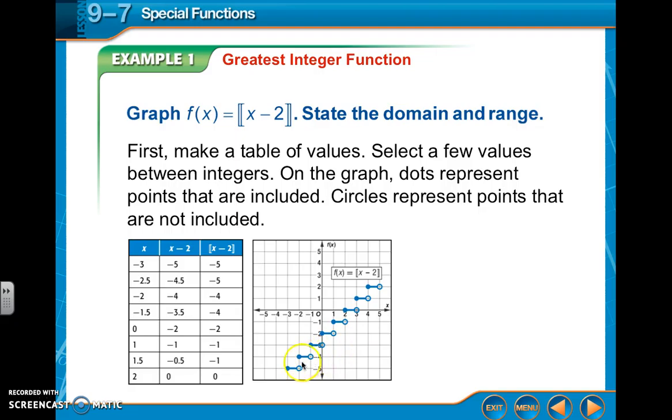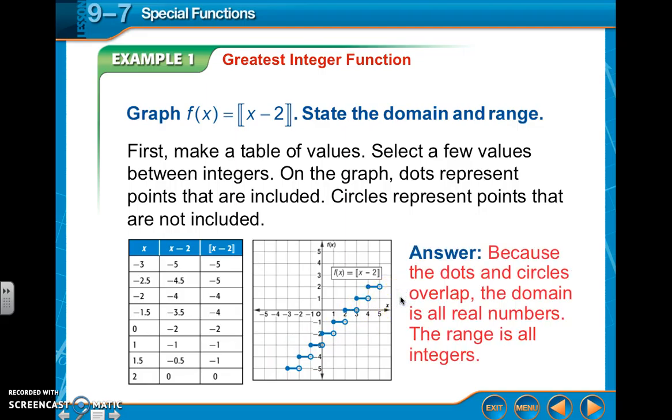So the domain here, from left to right, notice that the graph goes all the way from the left up here, and then when we have an open circle, it jumps up and has a closed circle. So every single x value is actually included in this. So we can say that the domain is all real numbers, or negative infinity to infinity, because these steps would keep going. Okay, the range, however, is only the integers, because notice for the y values we have -5, and then we jump up to -4, -3, -2, and so the range is only integers.